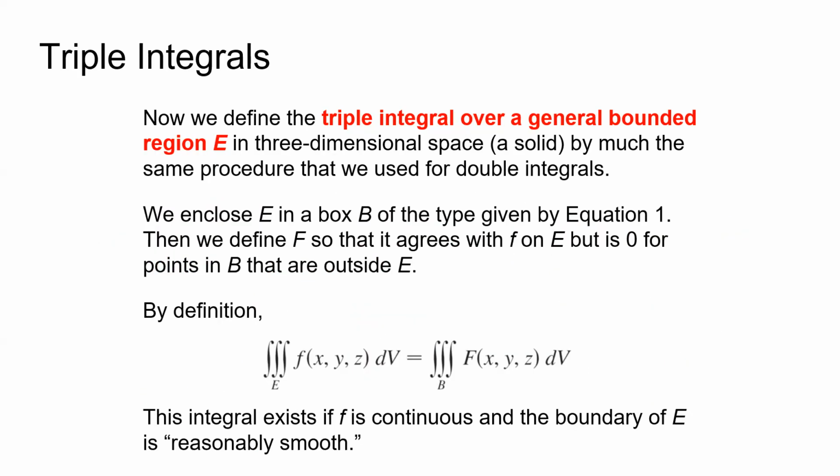Next we define the triple integrals over a general bounded region, the way we defined double integrals over general planar regions. In this case, we are going to define these triple integrals over general bounded regions in 3-dimensional space, that is, over a solid. The process is the same. We can write this integral in this form. If E is the solid, we evaluate the triple integral of f(x,y,z) over the region E.